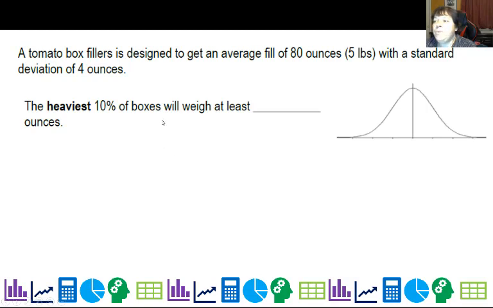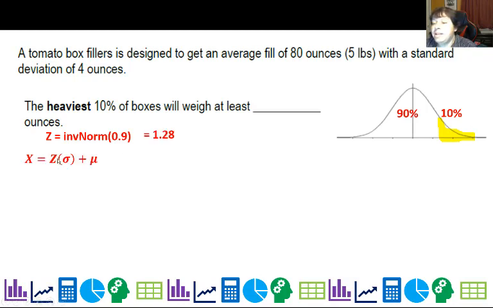Now, let's say we wanted to get an average fill of the heaviest 10% of boxes. Where would the heaviest be? Well, it's not on the lower end, it's on the higher end of weights. So I'm going to go ahead and shade in the top 10% over here. And we need to find the z-score, and that's the area to the left. If I put in inverse norm of 0.10, I'm going to get the wrong answer. I need to do inverse norm of 0.90, and that gives me 1.28.